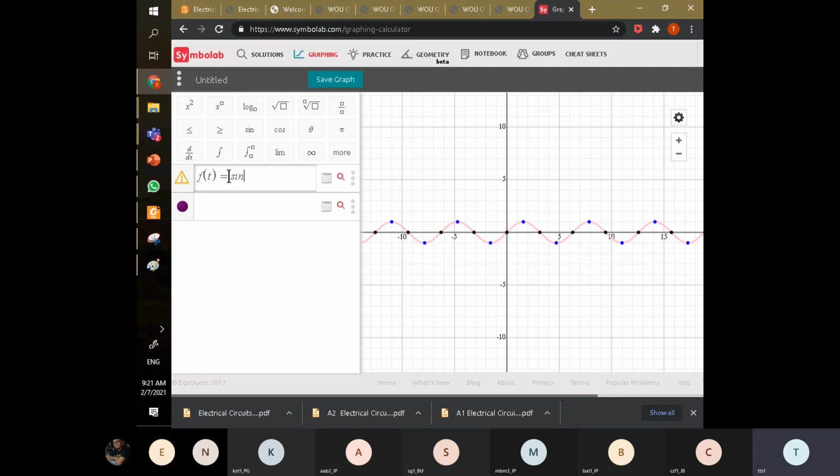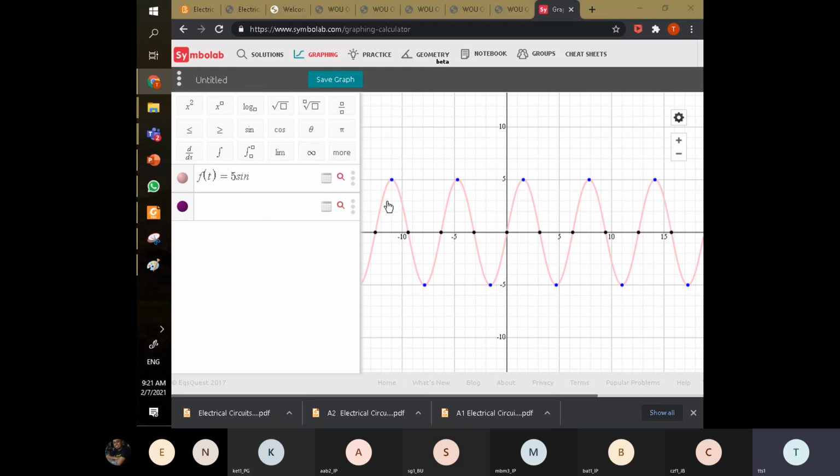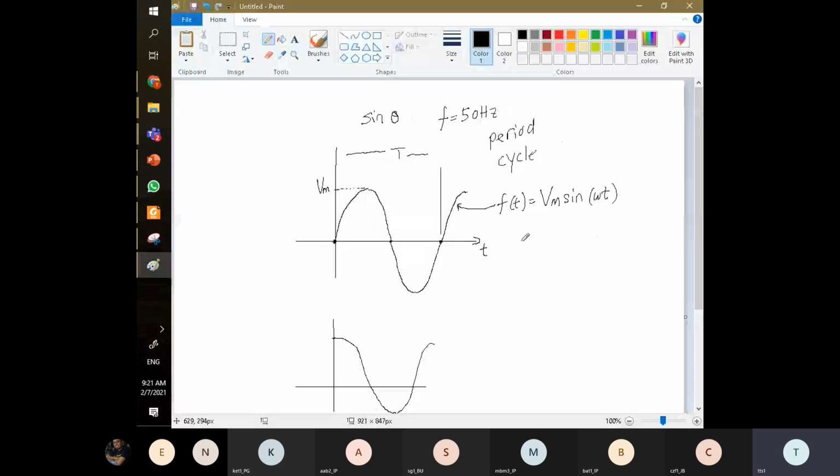So if we put pi in front of the sine, that means we define the magnitude to be pi and negative pi. This is the Vm, we call it Vm here. Any number in front of the sine function is an amplitude, actually.